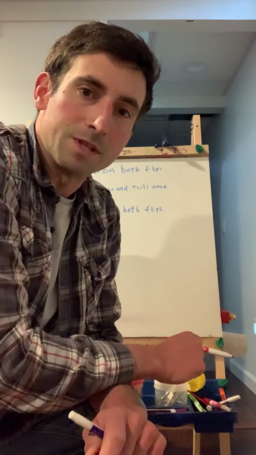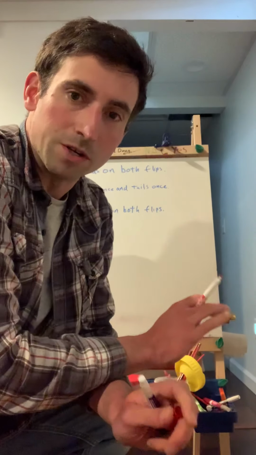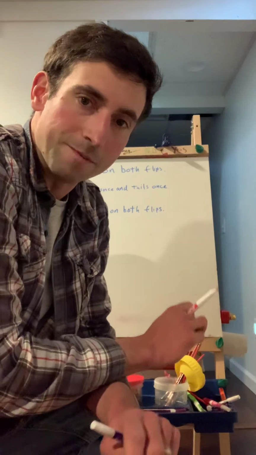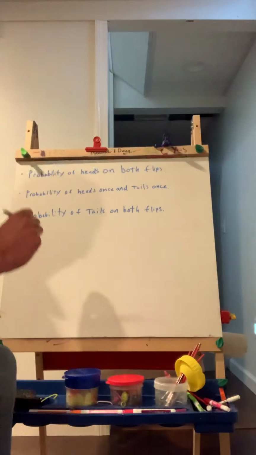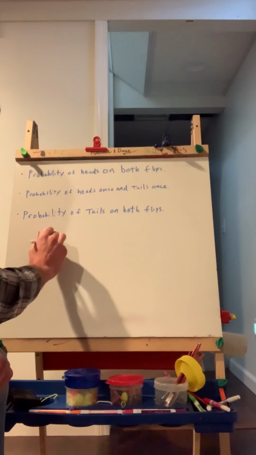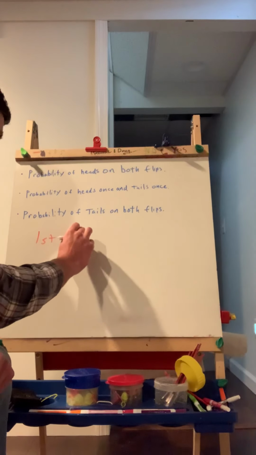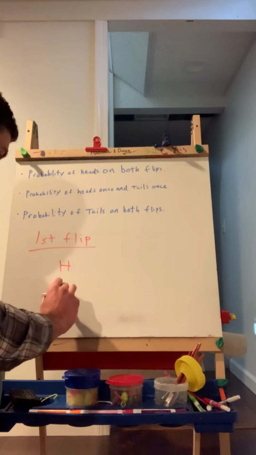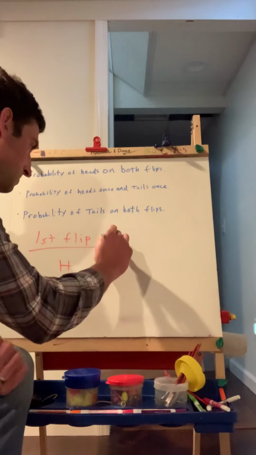So for these problems, the best thing to do is find a way to show your sample space, all the possible outcomes. So I'm going to use a tree diagram and a list to do that. So on my first flip, I'm going to start with the tree diagram. On my first flip, I could either get heads or tails. So two possible outcomes on the first flip.